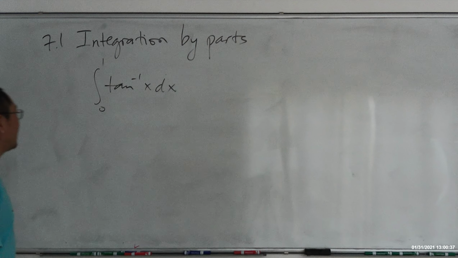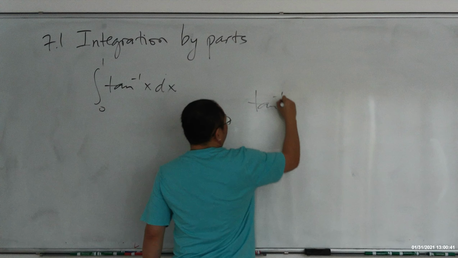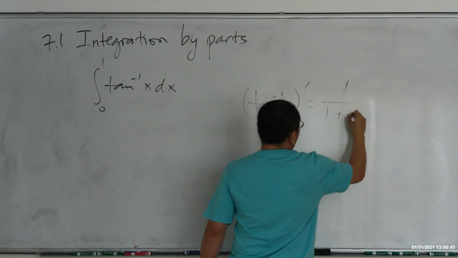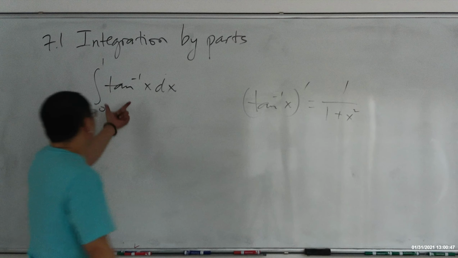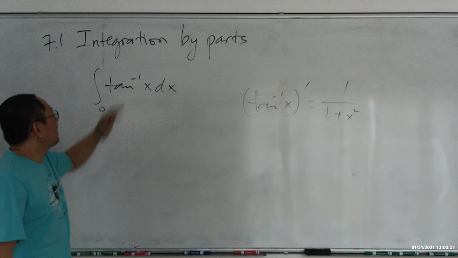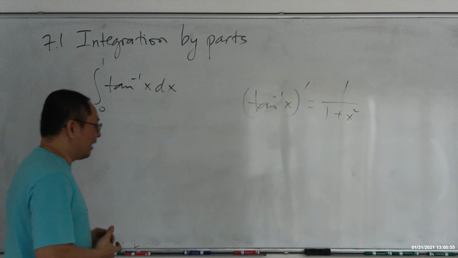Anyone know the derivative of tangent inverse? Tangent inverse of x, the derivative is 1 over 1 plus x squared, I think. But in here we don't calculate the derivative. We want to find what? The integral, the antiderivative of tangent inverse. Okay? Just like the Allen problem before.